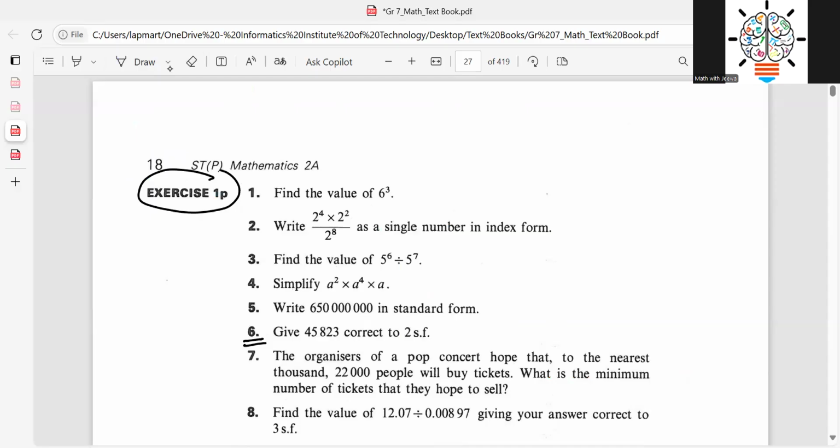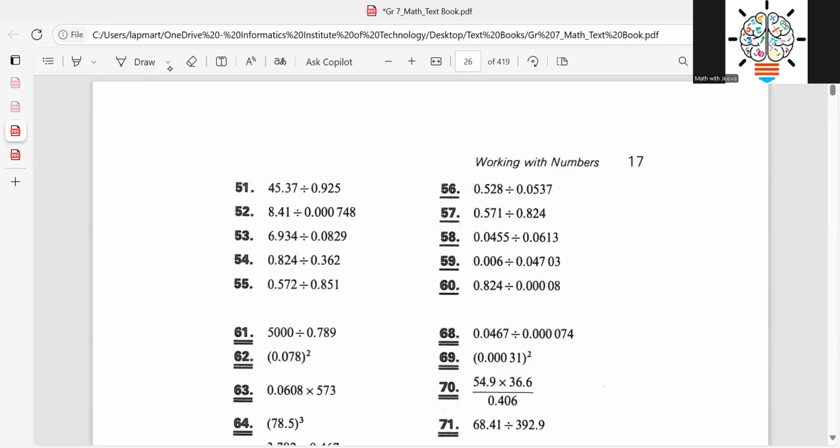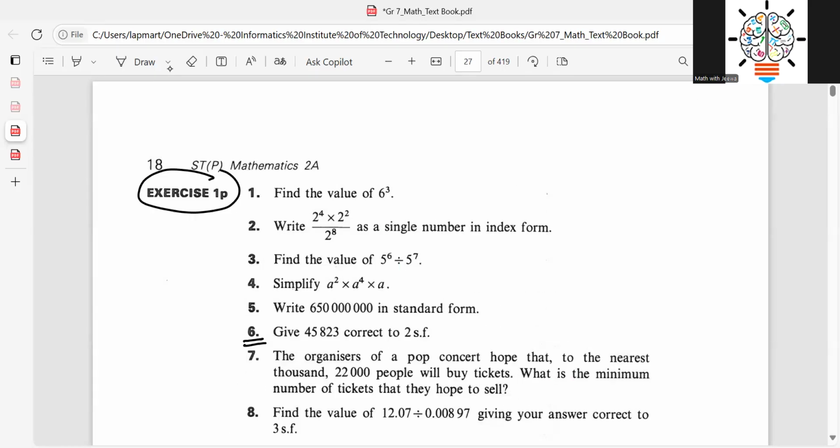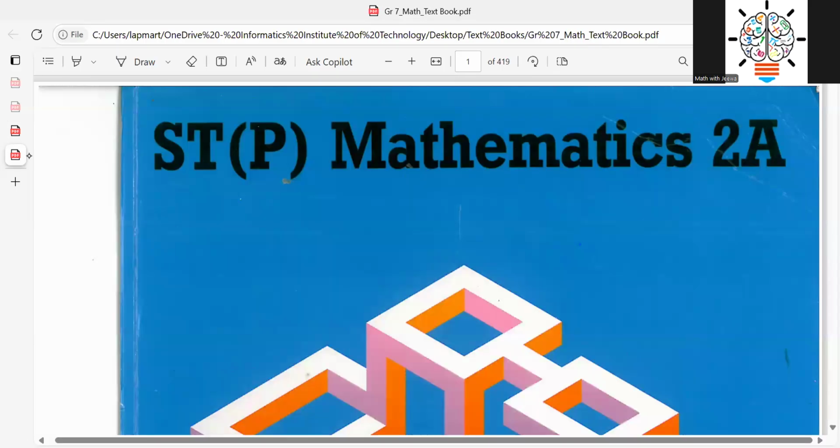I think by Friday I can give you the unit test. Please go through all the topics we have covered so far, because most probably Friday or Monday will be the unit test. Okay, children. So this is STP Mathematics 2A, Day 10.